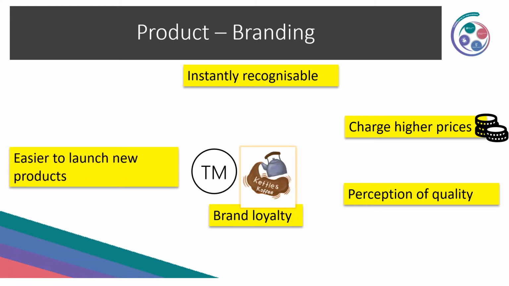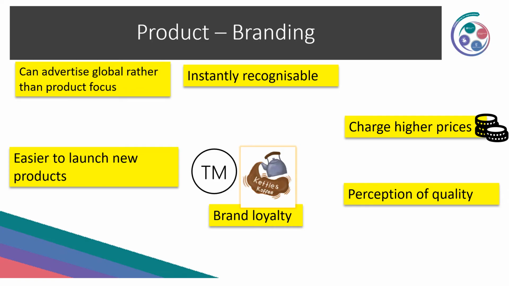And therefore, it is easier to launch new products on the back of that, because people trust the brand and they are willing to try other products. Say, for example, a well-known coffee brand started doing instant cool drinks. They're going to be an instant hit because people trust the brand. And often these brands can advertise globally, because they're advertising a brand, they can focus on the brand rather than just one product.